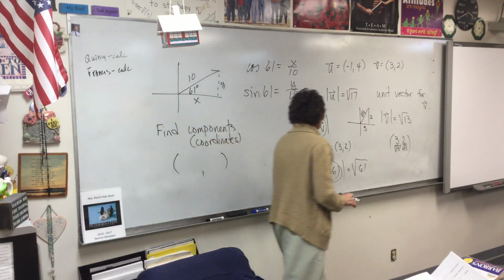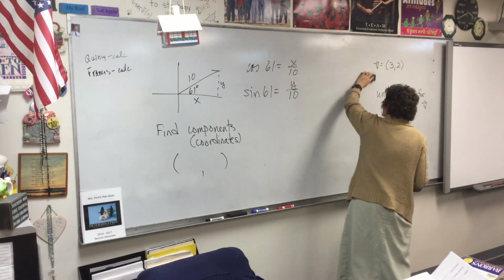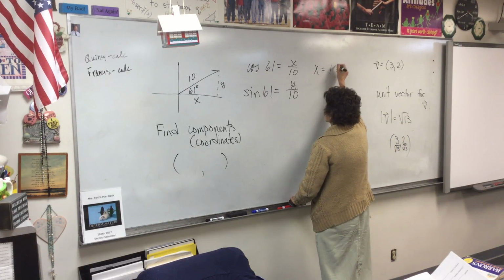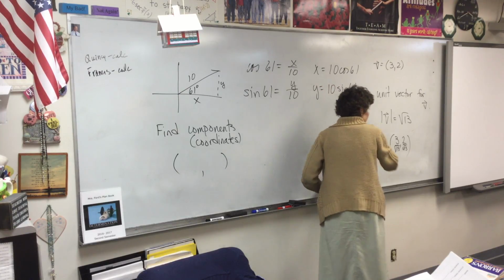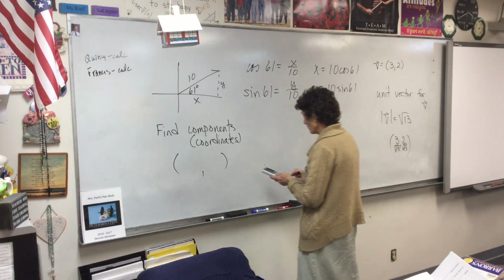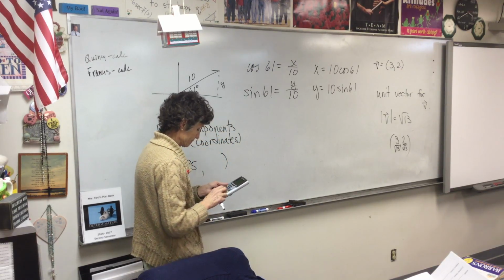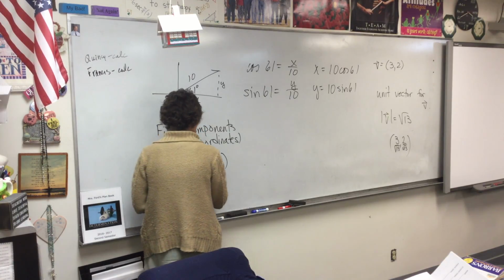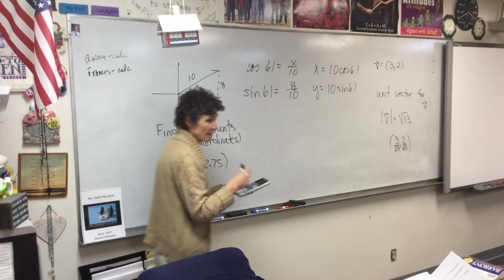So then I type in my calculator. I need a calculator to do this. I type in X equals 10 cosine 61 and Y equals 10 sine 61. So I just type that in. So 10 cosine 61, and my X coordinate is 4.85. And Y is 8.75. Now, what do I have to be careful about with a lot of these problems?